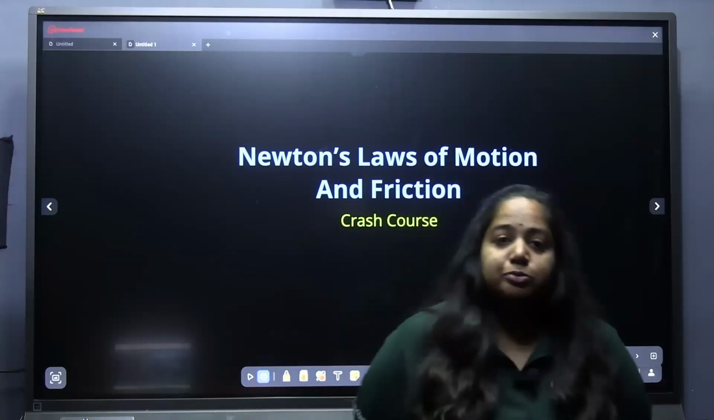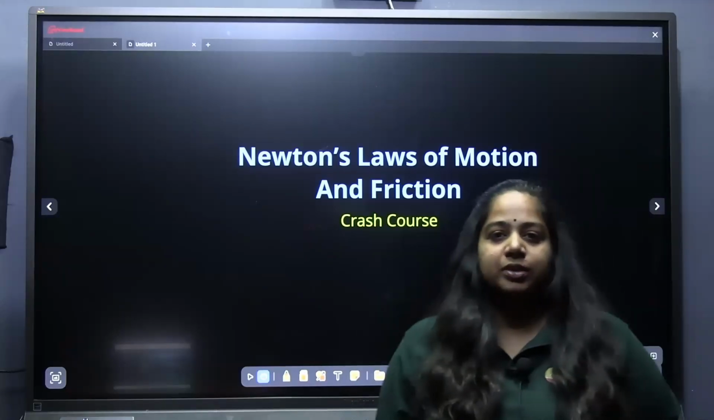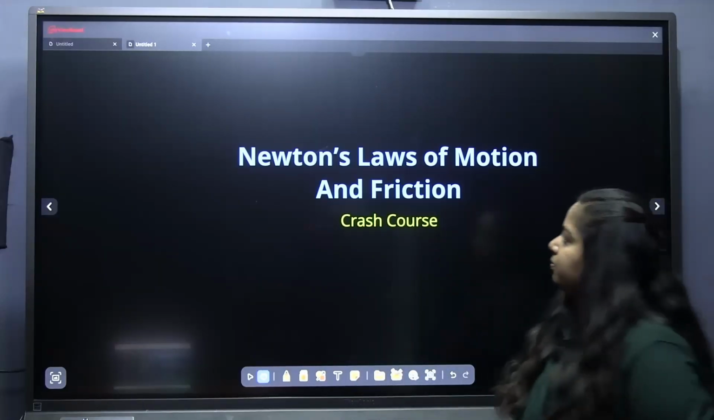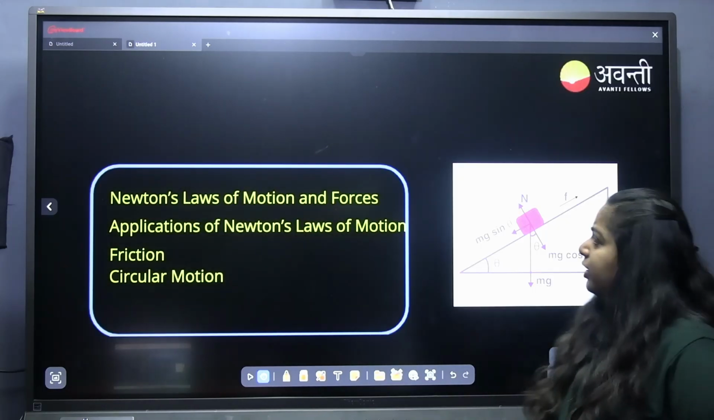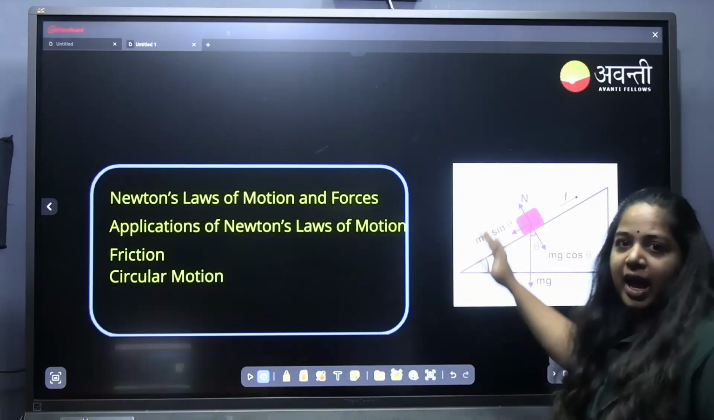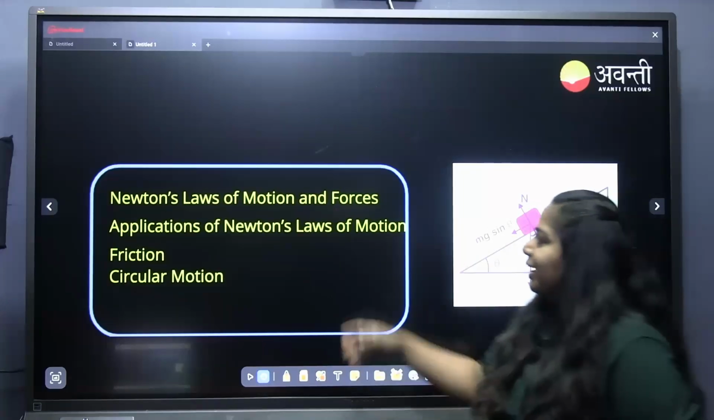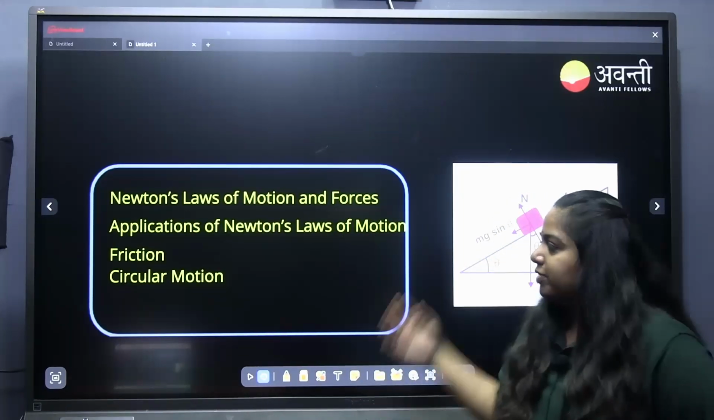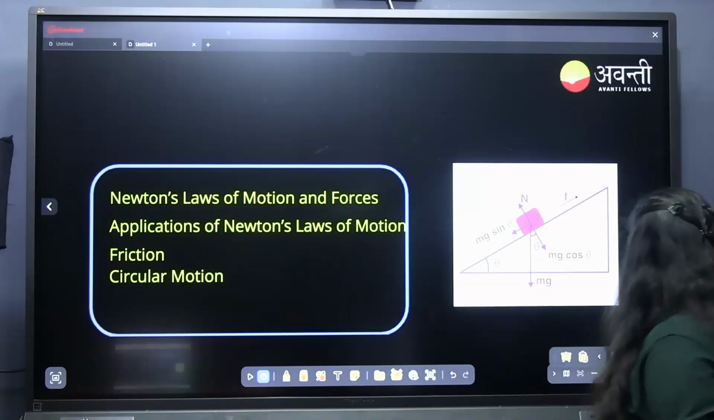Today we will be discussing the chapter Newton's laws of motion along with the topic friction and circular motion. Let's see what the topics in this chapter are. Basically we have to learn about free body diagram. Other than that, applications of Newton's laws, we will learn friction and circular motion.